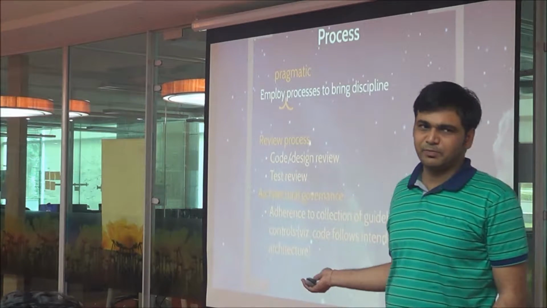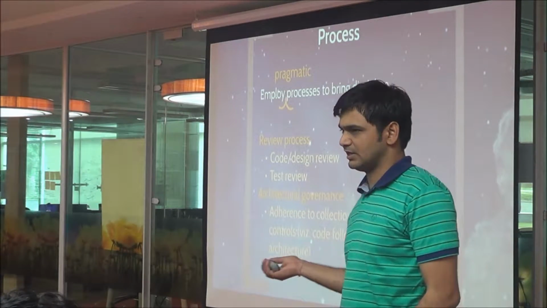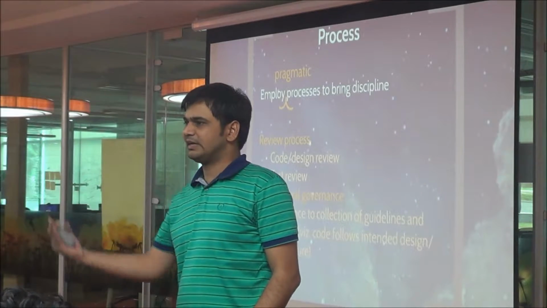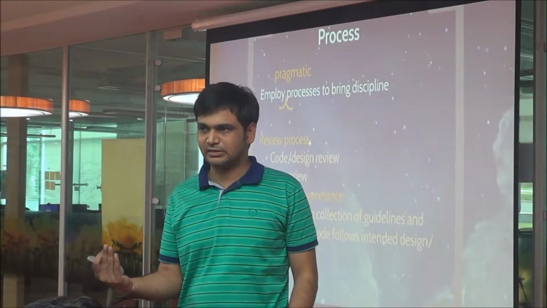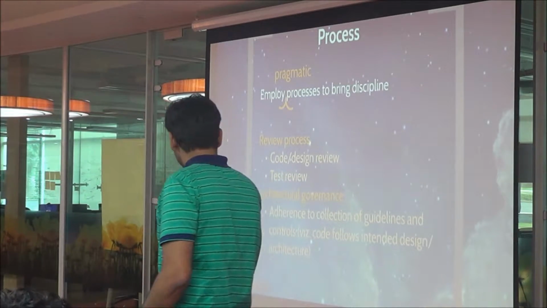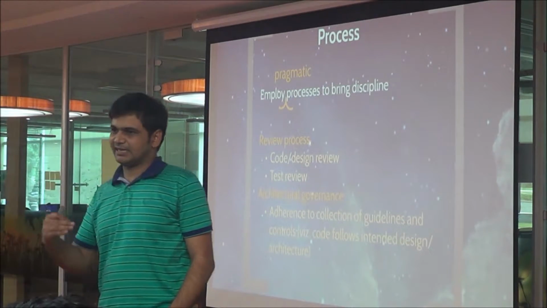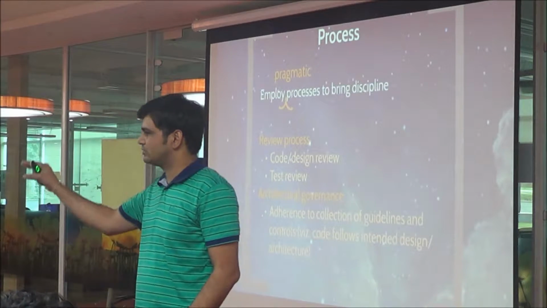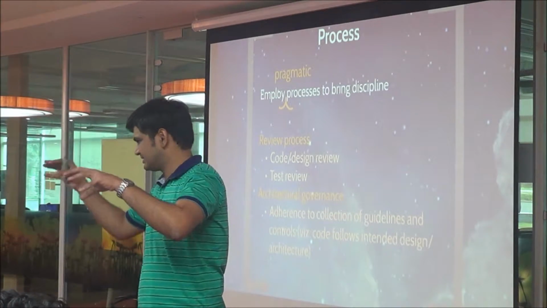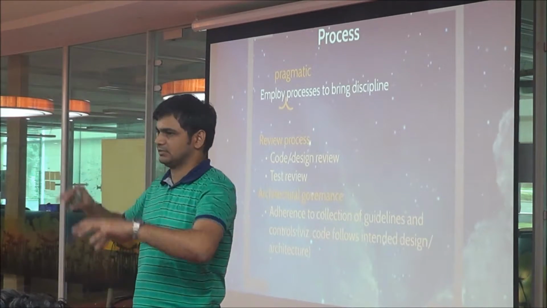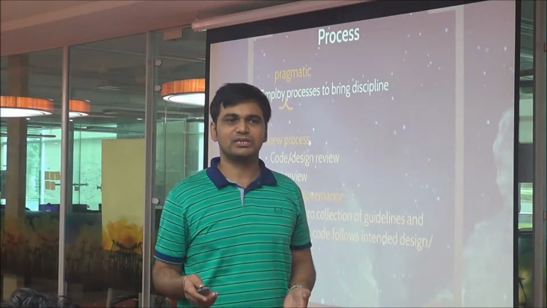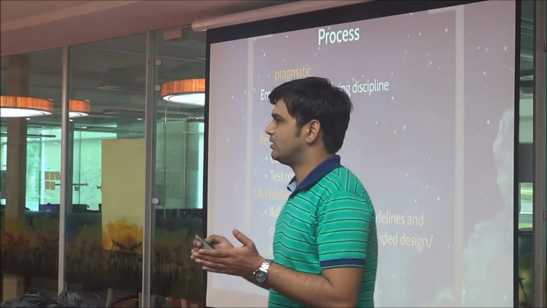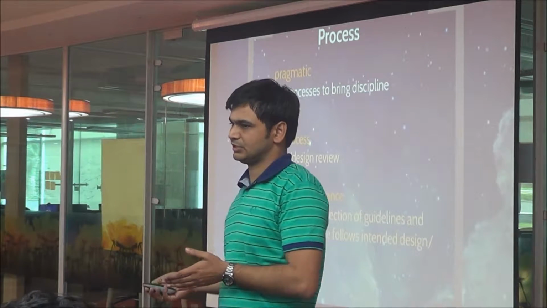Okay? And the second process example that I'm putting here is architectural governance, which is nothing but adherence to a collection of guidelines. For instance, you might have a coding guideline in your organization or in your project, so you must follow that. Or, for instance, code should follow the intended design and architecture. You should not violate the intended design. So, for instance, if this architectural component is only supposed to talk to that architectural component, then you should not try to escape this and call this, talk to this, and then talk to this. So, those are the processes that are there to govern whether you are following all the intended design and architecture.